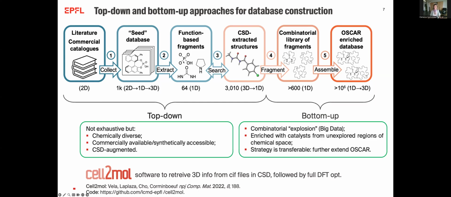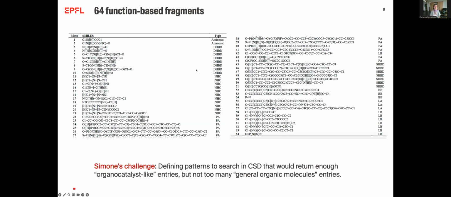And then that's the most important step. He listed function-based fragments based on this seed database. And the key challenge here, you have all the SMILES of these 64. 64 is totally arbitrary, but that's what he enumerated. And his challenge here was really to define patterns that he could then search in the Cambridge Structural Database to really enhance this seed database. And he needed fragments that could return enough organocatalyst-like entries, but not too many general organic molecule entries.